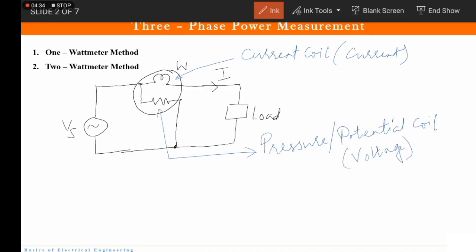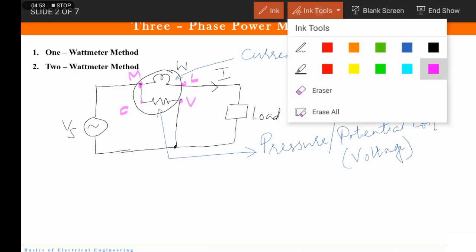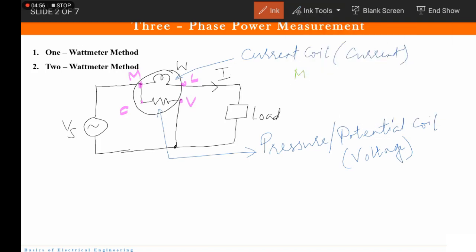Now this current coil has two terminals. Terminal 1 is called M, the second terminal is called L. Similarly, the pressure coil also has two terminals, one is called C and another is called V. Here M stands for mains, so this terminal is always connected to mains. Remember this, it is always connected to mains. And L stands for load, which is obviously connected to the load. We cannot interchange these points.